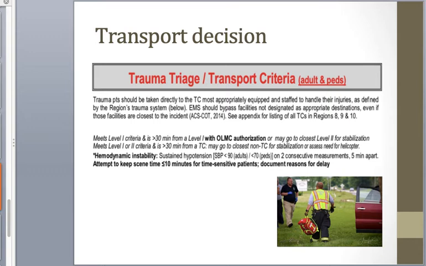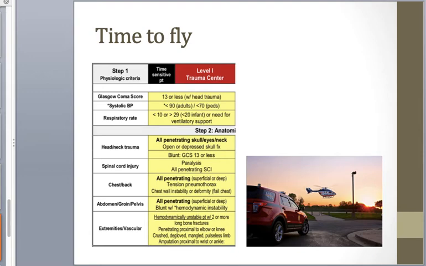Trauma patients should be taken directly to the trauma center most appropriately equipped and staffed to handle their injuries as defined by the region's trauma system. EMS should bypass facilities not designated as appropriate destinations, even if those facilities are closest to the incident. Again, we're going to be taking people past Woodstock to get to Huntley or McHenry if needed. Let's see, time to fly.